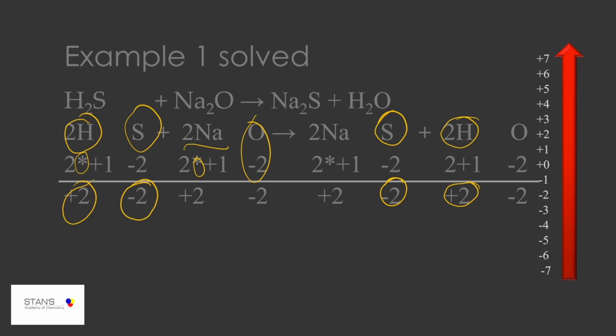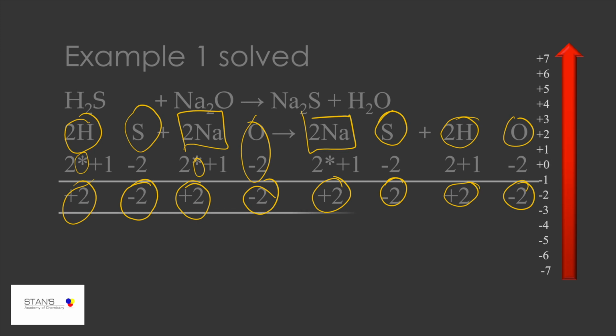Sodium on the left has +2 oxidation number. Sodium on the right has +2 as oxidation number. Oxygen on the left has -2 as the oxidation number. Oxygen on the product side has -2 as the oxidation number. Therefore, we find that for the elements on the left and right, there is no change in oxidation number. Therefore, this reaction is not a redox reaction.